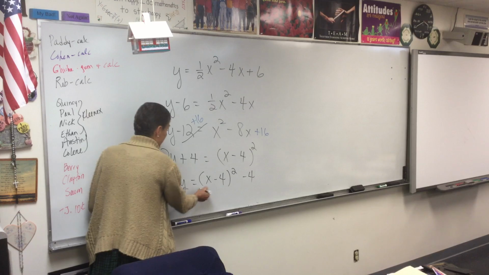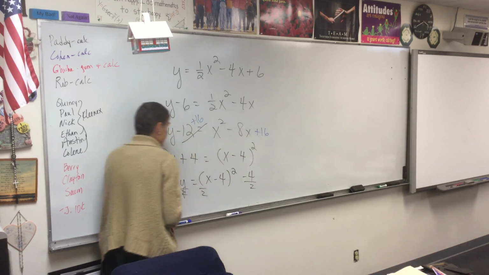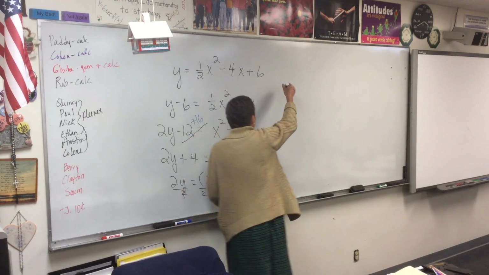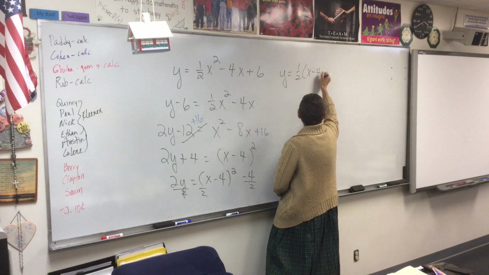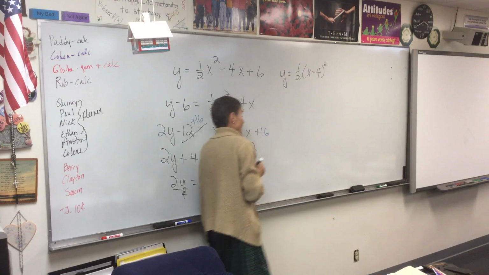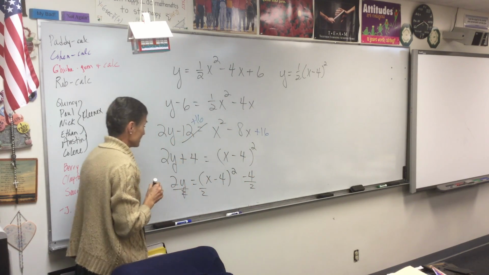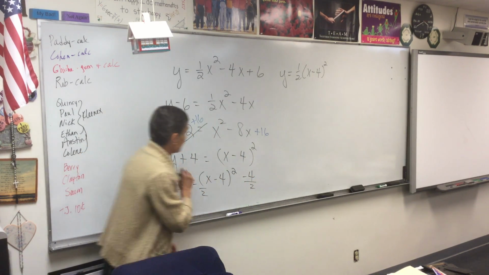And divide everything by 2. Now, when I divide by 2, I divide the parentheses by 2, but nothing in it. Never ever divide anything in the parentheses by whatever. And then minus 2.